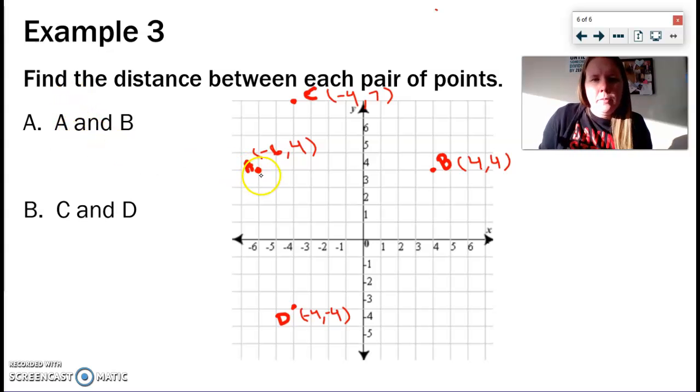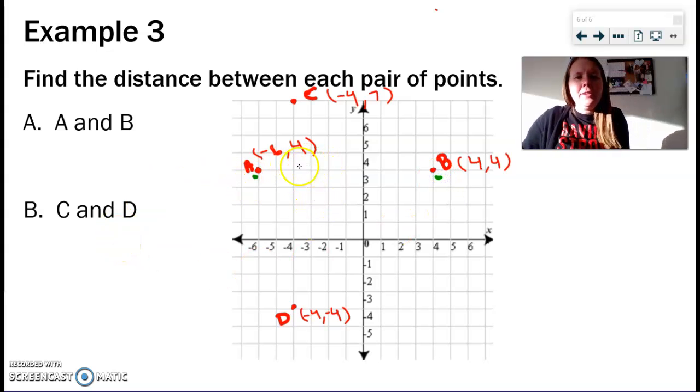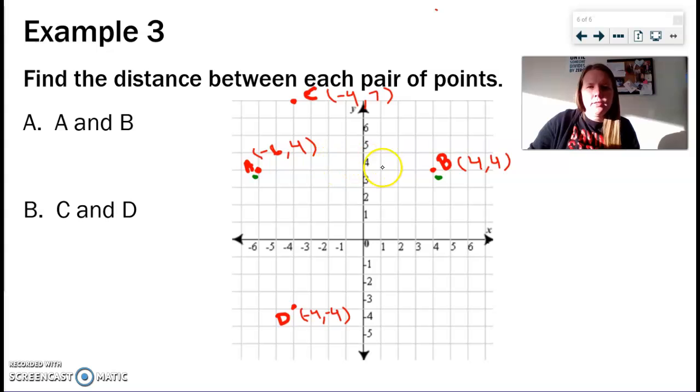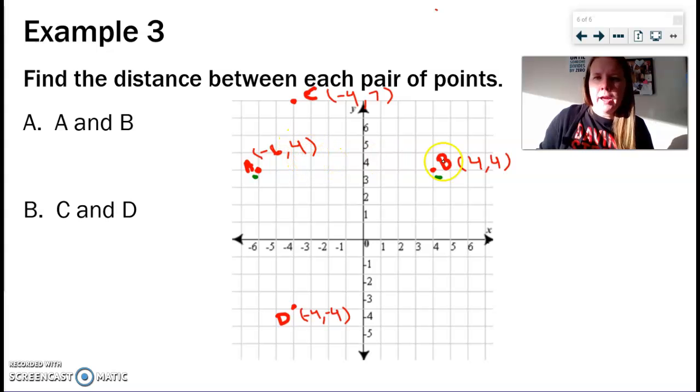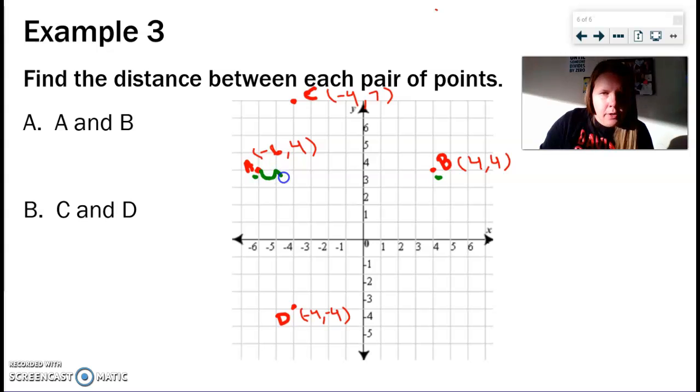So in this case, I'm going to go between A, so here's my A, and B. I got Christmas colors here. One way we can do this is we can just count how many boxes are in between them. Because they're on the same line here, they both have that same Y value, I can just count my spaces. So 1, 2, 3, 4, 5, 6, oh gosh, 7, 8, 9, 10. So I could say 10, boom.